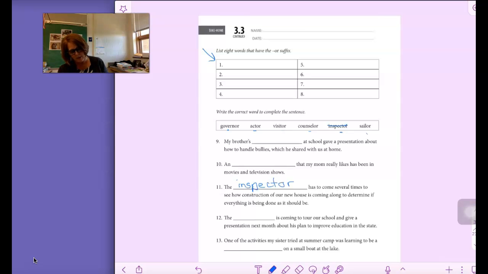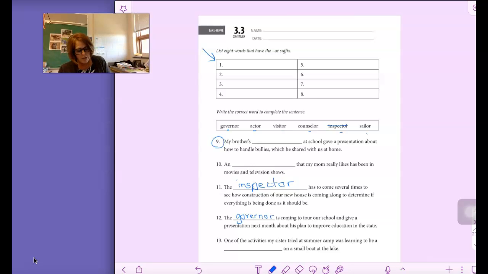And I'm going to cross off inspector. Now let's look at number 12. The blank is coming to tour our school and give a presentation next month about his plan to improve education in the state. So there's a clue there. In the state means that we're talking about the governor, because the governor is sort of the ruler or in charge of the state.